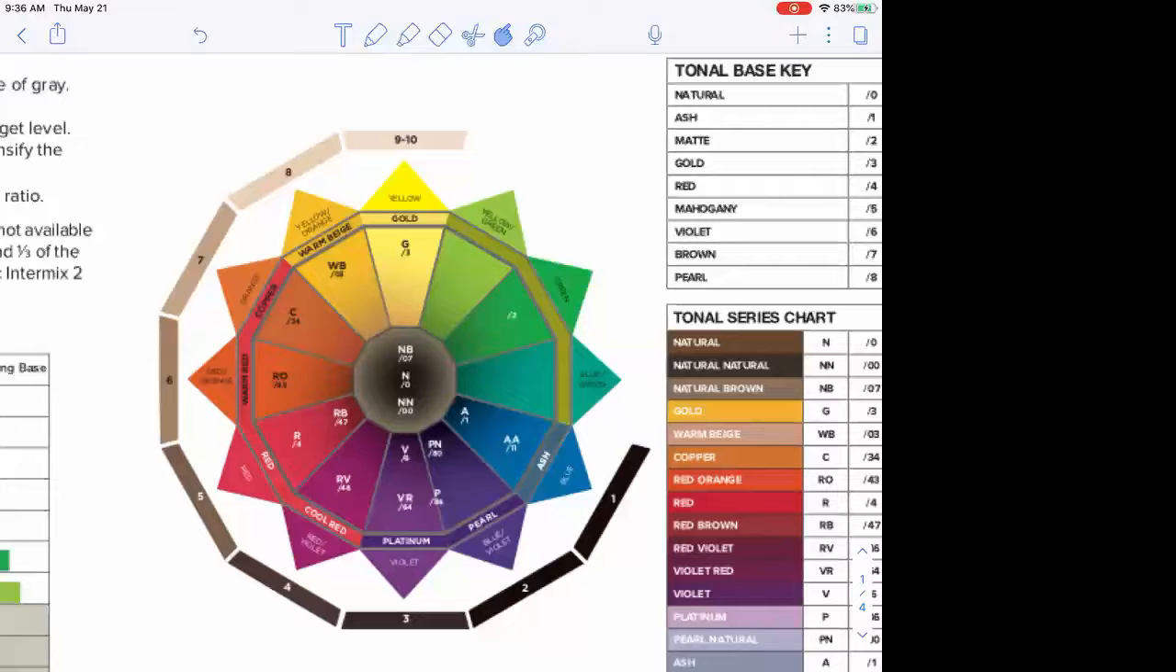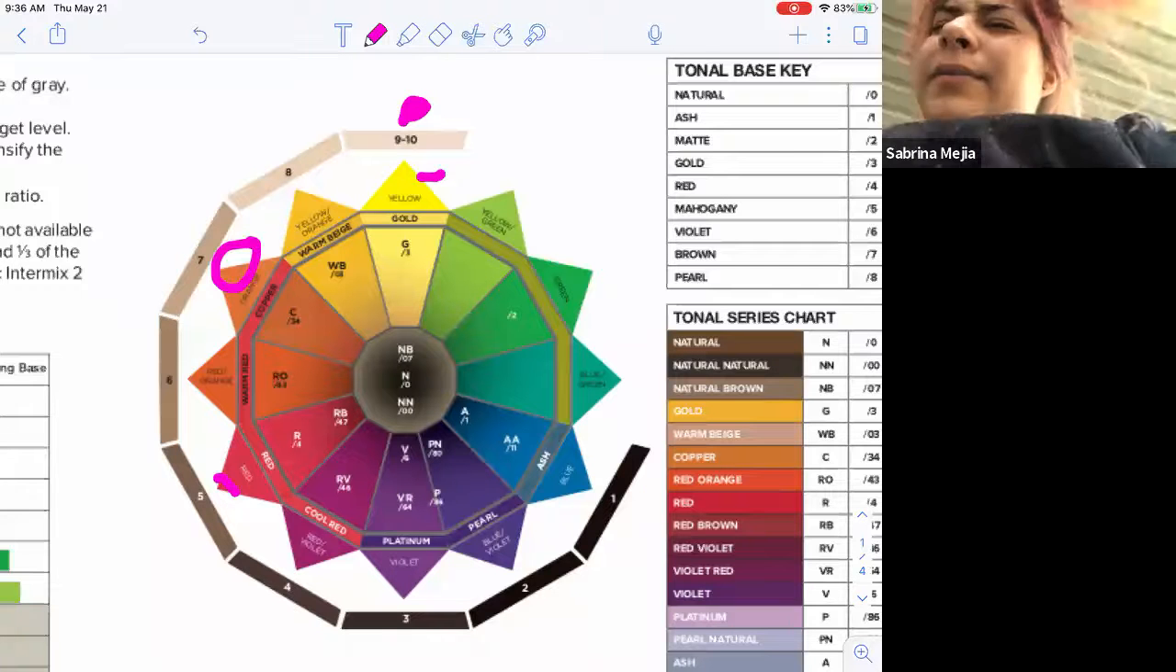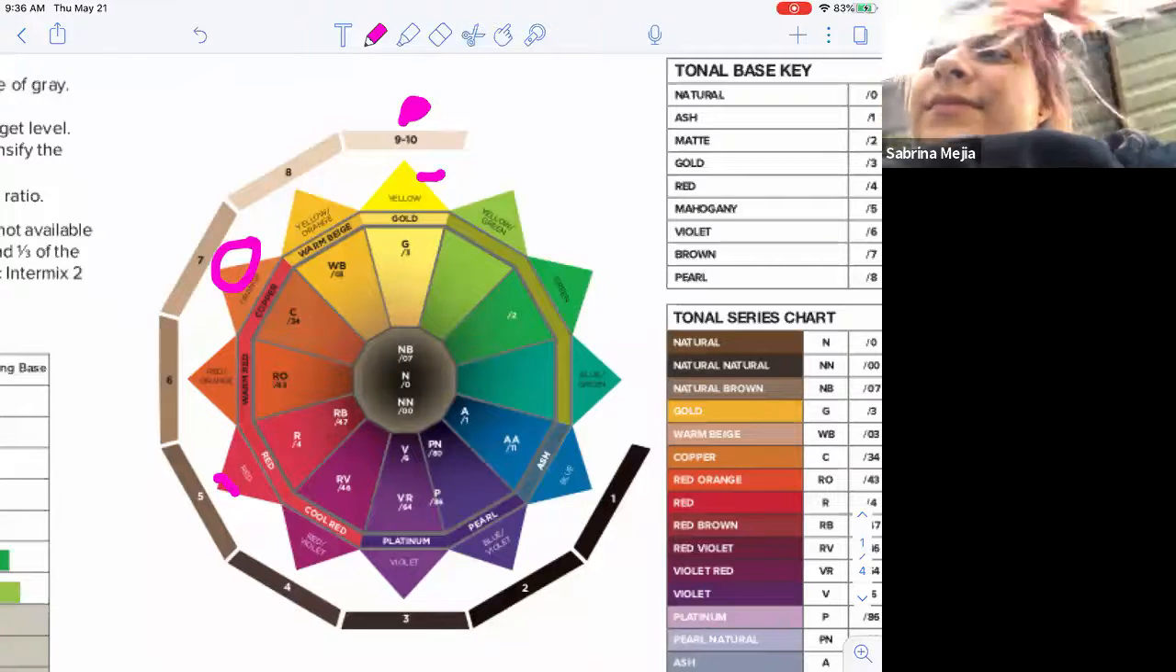When I'm talking about like if I lift my guest up to this level 9, I'm going to see yellow, right? So there's yellow already on my canvas. And if I add red to that, I'm going to have an orange outcome. Does that answer your question? Yes, ma'am. Thank you. You bet.